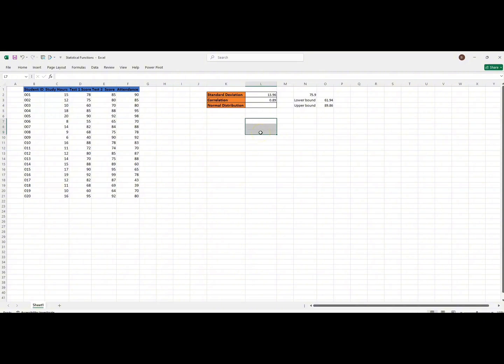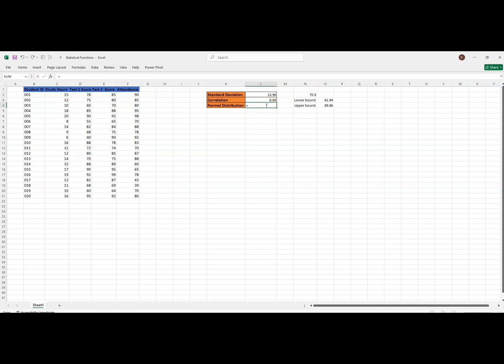The next thing we're looking at is normal distribution. What is it used for? Normal distribution helps us assess where a specific value stands relative to the overall distribution. So we want to know where a specific value stands, looking at all the distribution. Let's look at where the test score 78 stands in all the distribution.